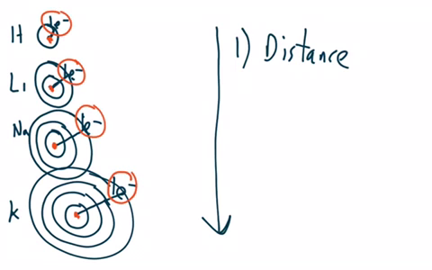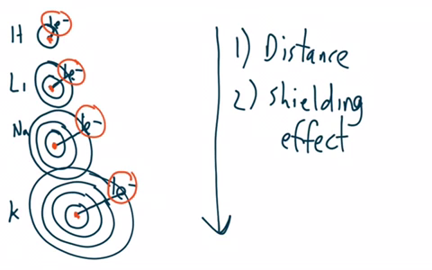Now, distance is not the only factor here. There's another factor called the shielding effect. The shielding effect occurs as atoms get larger and larger. You've got to remember that inside these other energy levels, let's look at potassium here for a minute, there's a bunch of other inner electrons. We just learned a few minutes ago that those inner electrons are called core electrons. And the larger the atom becomes, the more core electrons, the more inner electrons the atom possesses.